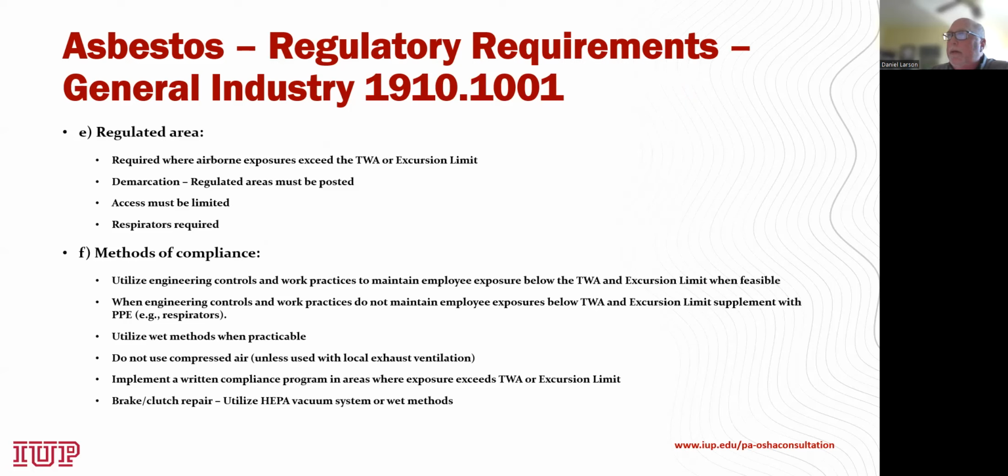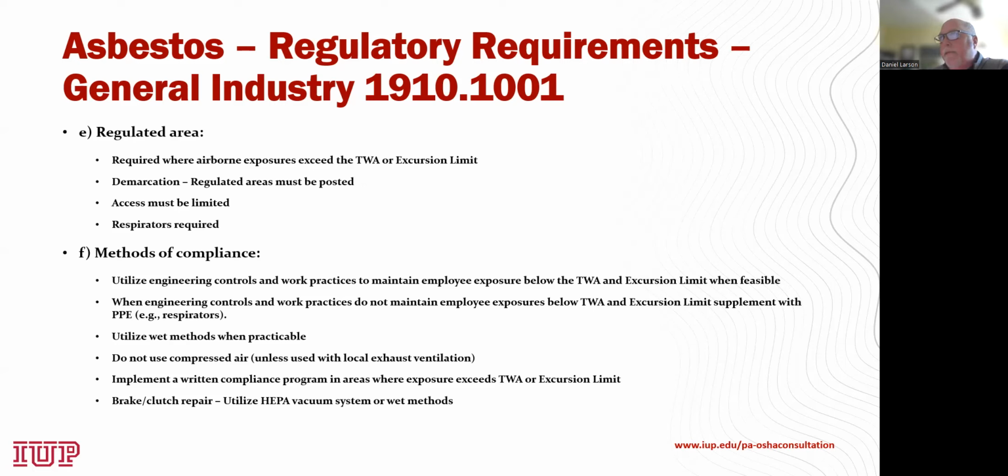What is a regulated area? Regulated areas come into play when airborne exposures exceed the time-weighted average or excursion limit. Regulated areas have to have signage. They have to be posted so that anybody who may potentially go into a regulated area can read the signage that this is a regulated area and certain dangers exist. You have to limit access to anybody who is trained and properly protected. And to go into that regulated area, you have to wear proper PPE, including respirators.